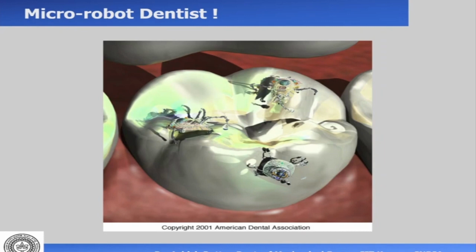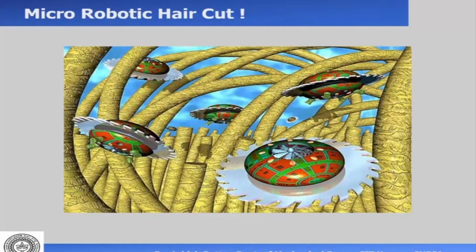So this is the reason why a lot of companies have started doing all kinds of funny things which are not really industrial, but you can make a lot of money by doing this. Okay, so robotic dentist is one example. This is another example. Robotic haircut.